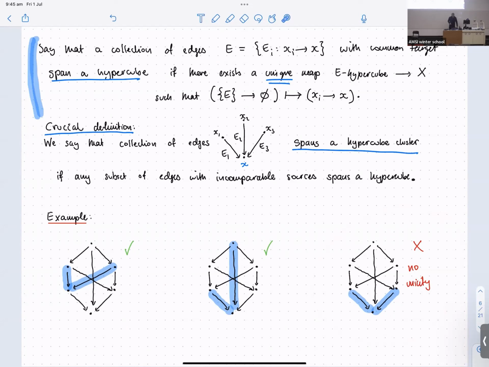So quick check that you're awake. Why does this not, I'll quickly get rid of the answer. Why does this not span a hypercube cluster? No unique completion. Sorry? There's no unique hypercube. Yeah. Exactly, yep. So I can complete this to a hypercube, but I can do so in two ways. So I have to have unicity, very important.